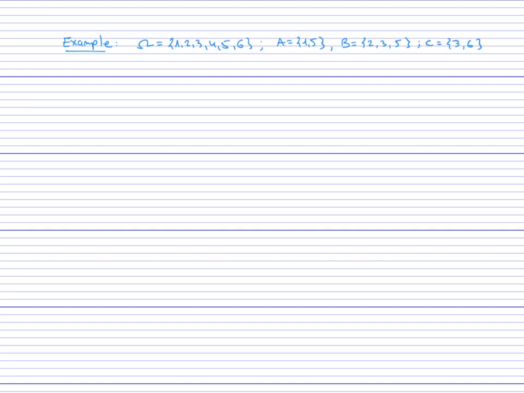Now here's the question. I want you to find A union B, A intersection B, A intersection C, the complement of C, the complement of A and B, the complement of A union the complement of B, the complement of A and the complement of B. Last one, the complement of A union B union the complement of C. Okay, so let's do that.